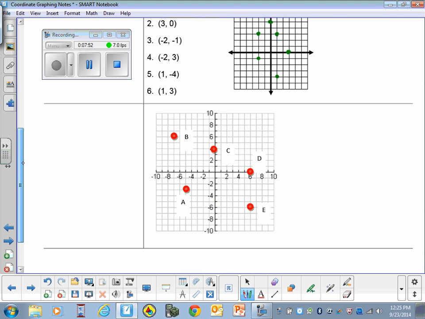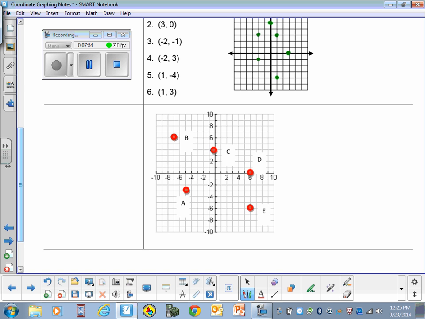Okay, for the next section, we're going to go backwards. We have the points on a graph, and I want to know the ordered pairs for A, B, C, D, and E. Now, ordered pairs have to be written with parentheses and commas. Okay, and we do the x coordinate first, so we go side to side first, and then we go up and down. So I start at the origin. 1, 2, 3, 4, -5, -3. -5, -3, with parentheses and a comma.